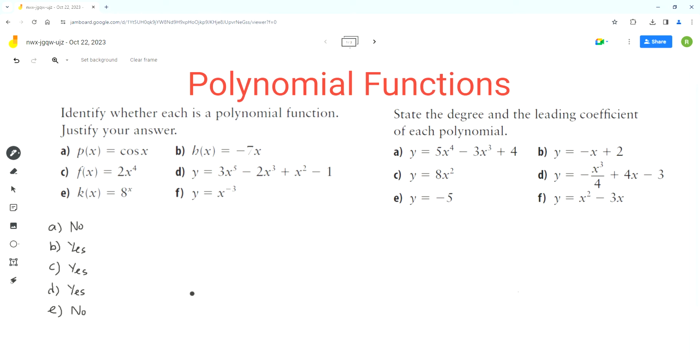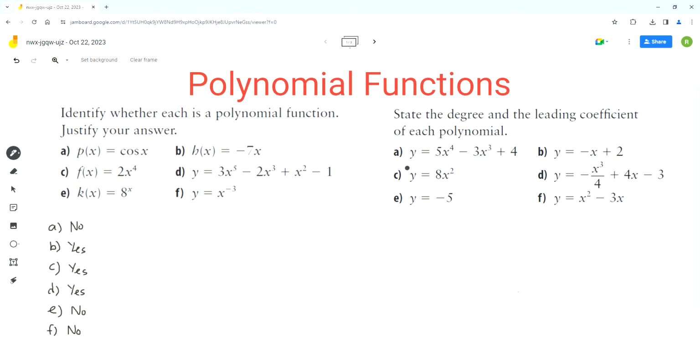So there's a very important concept you need to understand and memorize. In part F, the exponent on the variable x is a negative number. It is not a whole number, so that's why part F is not a polynomial function. It's very important to understand and memorize the definition of a polynomial function.